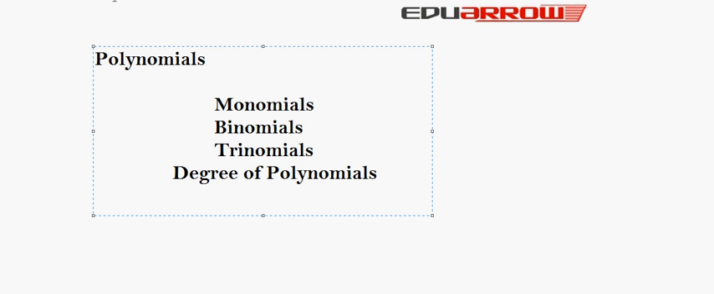In this tutorial, we will learn about various types of polynomials, that is monomials, binomials, trinomials, and we will also discuss the degree of polynomials. A polynomial can have any number of terms. Polynomials having only one term are called monomials.